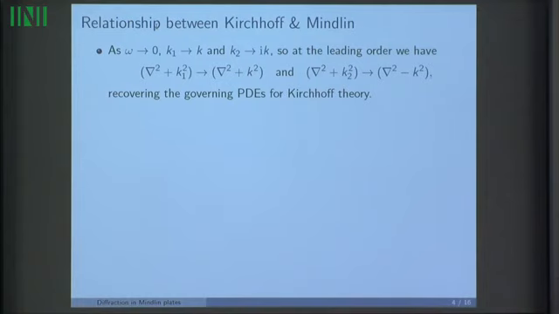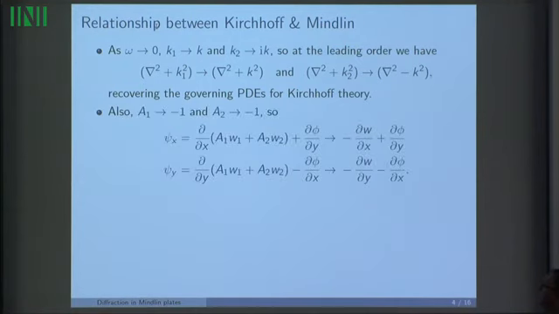What's the relationship between the two? Well, if you let omega tend to 0, it's relatively easy to show that for these two wave numbers for Mindlin theory, K1 tends to K, the Kirchhoff wave number, and K2 tends to iK. So straight away you recover the two Helmholtz equations for Kirchhoff theory. But what happens at the boundary is a bit more subtle than that. It's quite easy with rigid edges though. If you look at these two constants A1 and A2, they both tend to -1 as omega tends to 0, so that's their leading order behaviour.